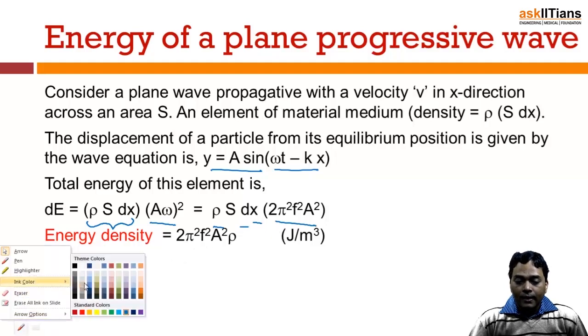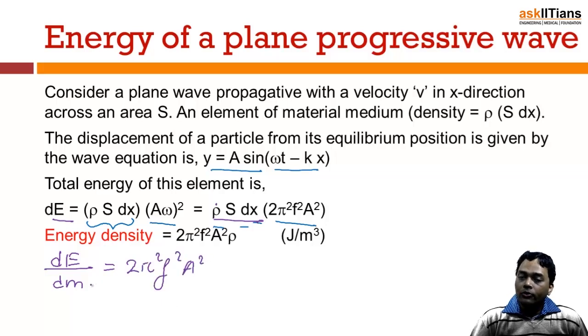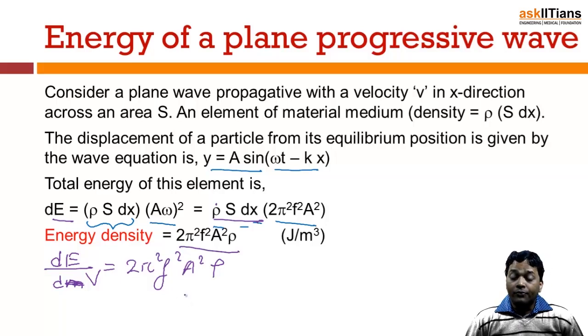As a result, if I try to find this out, this gives us the energy density. Why? Because dE is the energy, so dE divided by the mass, this is density, and density is mass per unit volume. So effectively dE divided by dm will give you 2 pi squared f squared a squared. Or if you want it in terms of volume, just write it as dV, and here we'll have a factor of rho. So that is the energy density, that is the energy per unit volume.